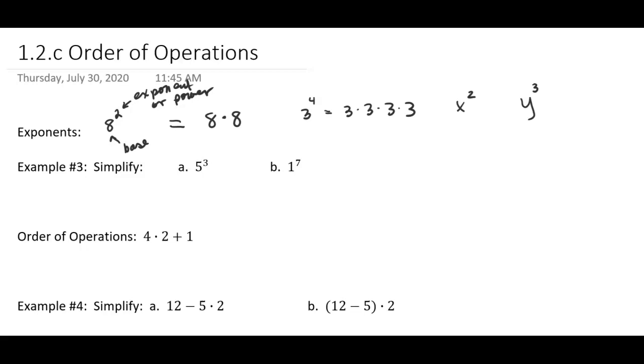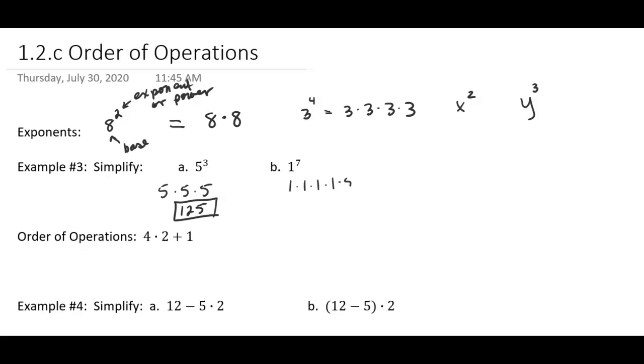Okay, so example 3 here, simplify. A is 5 cubed, so we're saying 5 times 5 times 5, and then they want us to figure that out. It's 125. I knew that one. Okay, but if you don't know it, then you do multiplication by hand or with a calculator. 1 to the seventh power, so you're saying 1 times 1 times 1 times 1. Do I really need to write these out? No, but I'm going to.